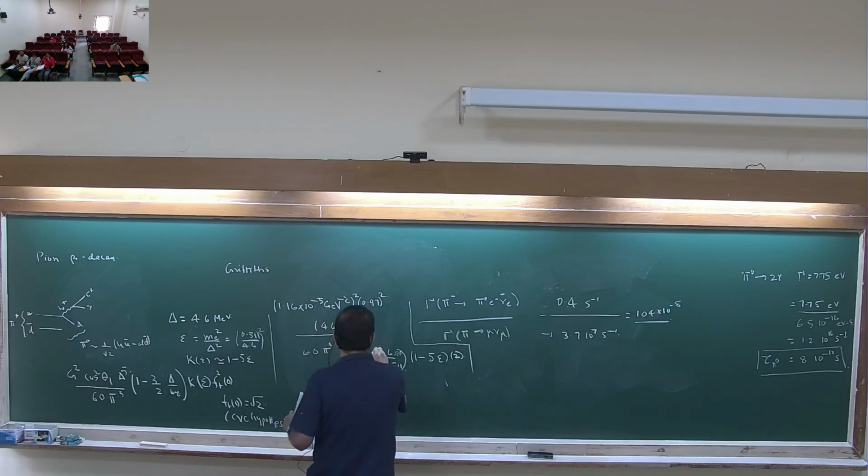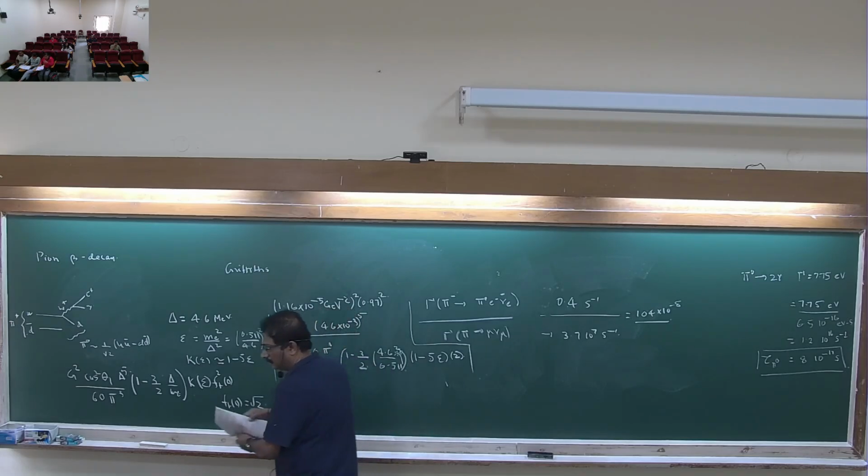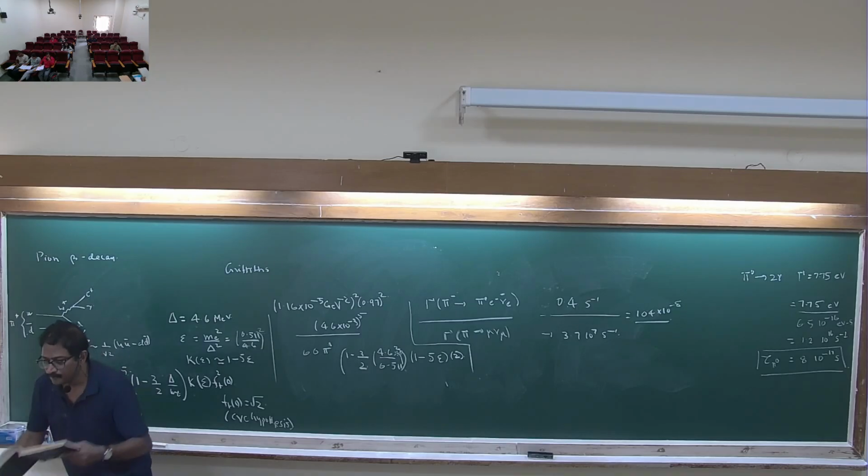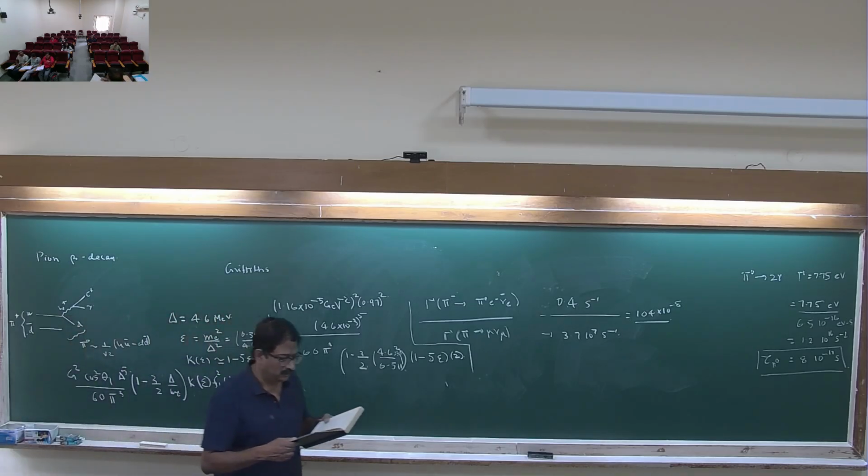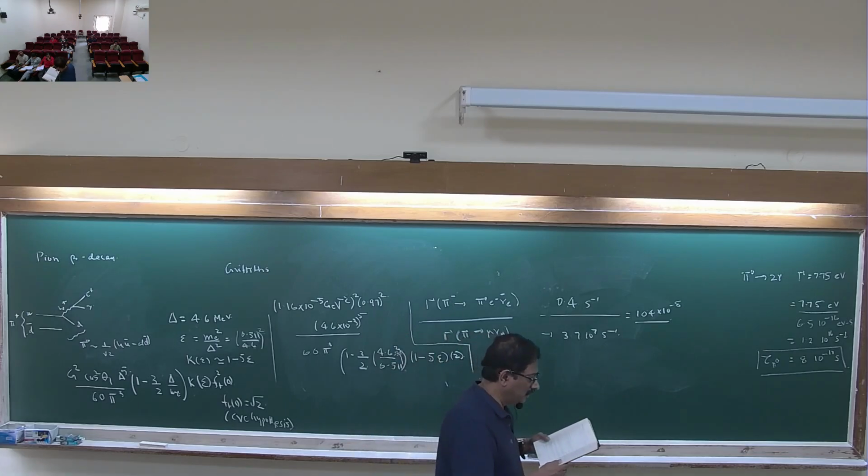Oh, thanks. Thank you. Like this? Wait, is it? Let me look at the book here. Delta by m is quite big. 3 by 2 delta by m. No, how can it be? 4.6 divided by... There may be a typo, okay? But you got the right answer with this thing.